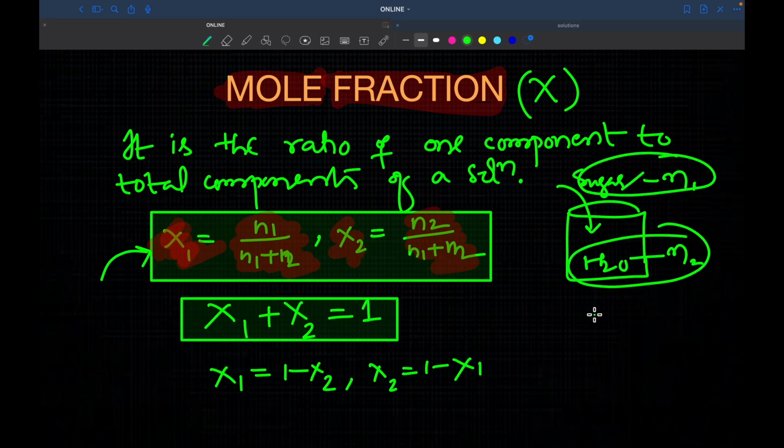If you have more than one component, you calculate the moles of everything and just divide by the total number of moles. It is not a percentage, so we don't have any unit, and it is unitless. Why? Because it's a fraction of two things, right?